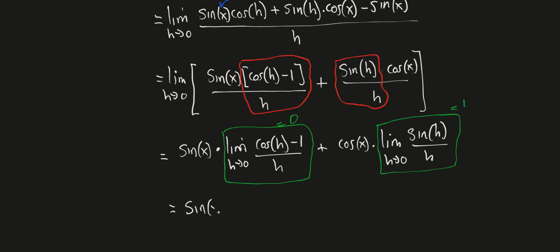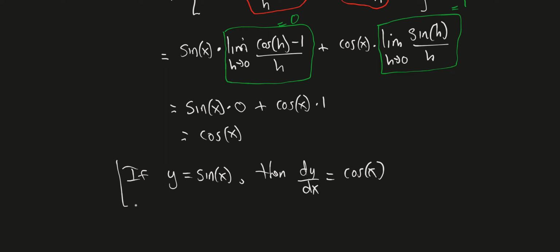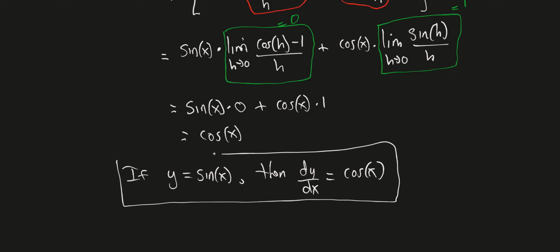So what we have now is the sine of x times 0 plus the cosine of x times 1. So that simplifies to the cosine of x. And that is the derivative of our sine function. So let's summarize that. In summary, if y is equal to the sine of x, then dy/dx is equal to cosine of x. Really remarkable result that when you differentiate the sine function, you get the cosine function, right?